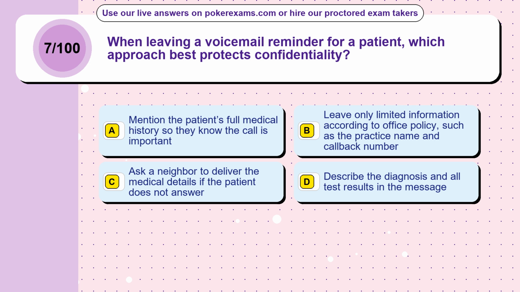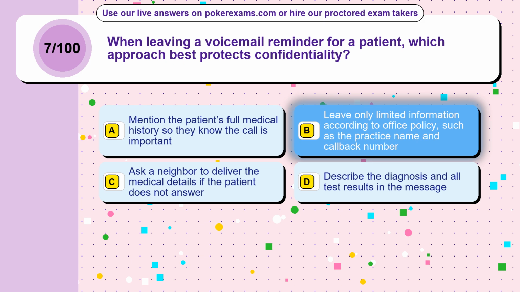Option A. Mention the patient's full medical history so they know the call is important. Option B. Leave only limited information according to office policy, such as the practice name and callback number. Option C. Ask a neighbor to deliver the medical details if the patient does not answer. Option D. Describe the diagnosis and all test results in the message. The correct answer is option B. Leave only limited information according to office policy, such as the practice name and callback number.